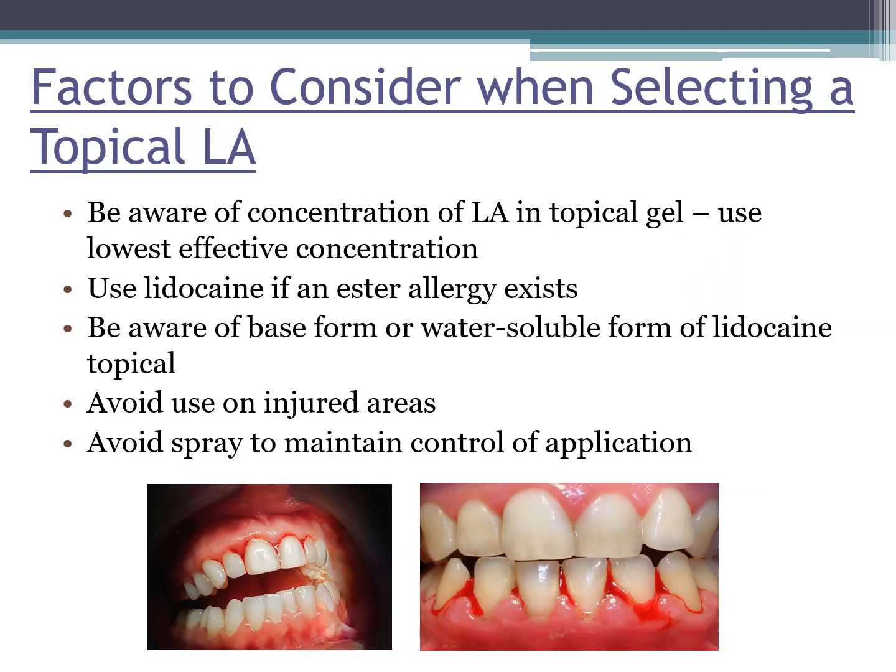Factors to consider when selecting a topical local anesthetic: be aware of the concentration of local anesthetic in the topical gel. Use the lowest effective concentration. Use lidocaine if an ester allergy exists. Be aware of base form or water-soluble forms of lidocaine topical. Avoid use in injured areas and avoid spray to maintain control of the application.